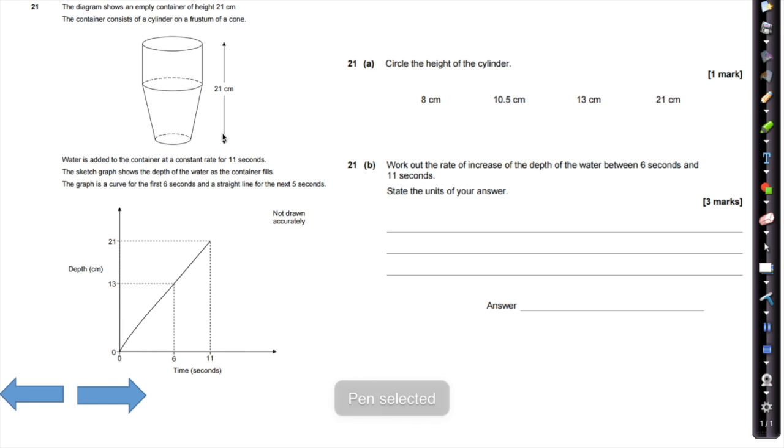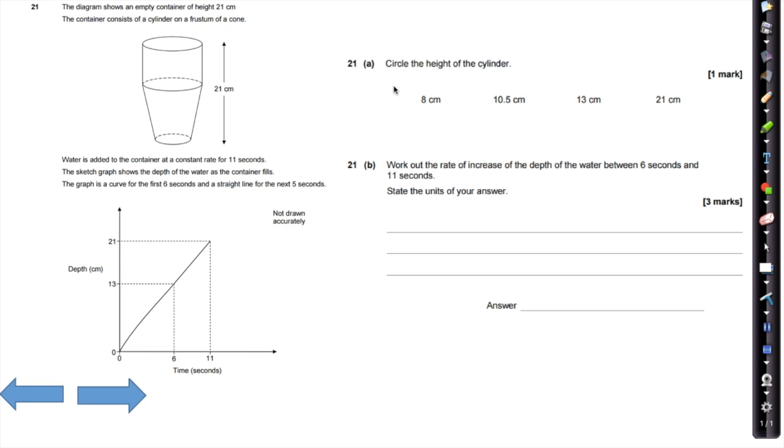So if we imagine pouring water into this container here, it's a curve because as it's more narrow at the bottom, you'd expect it to be filling up quite quickly, but then it gets slower and slower in terms of depth as time goes on, so you'd expect this to be curved. However, when it's a cylinder, the diameter of the cylinder is going to stay the same by the nature of it being a cylinder, so it's actually going to go up at a constant rate, hence why you have a straight line after 6 to 11 seconds.